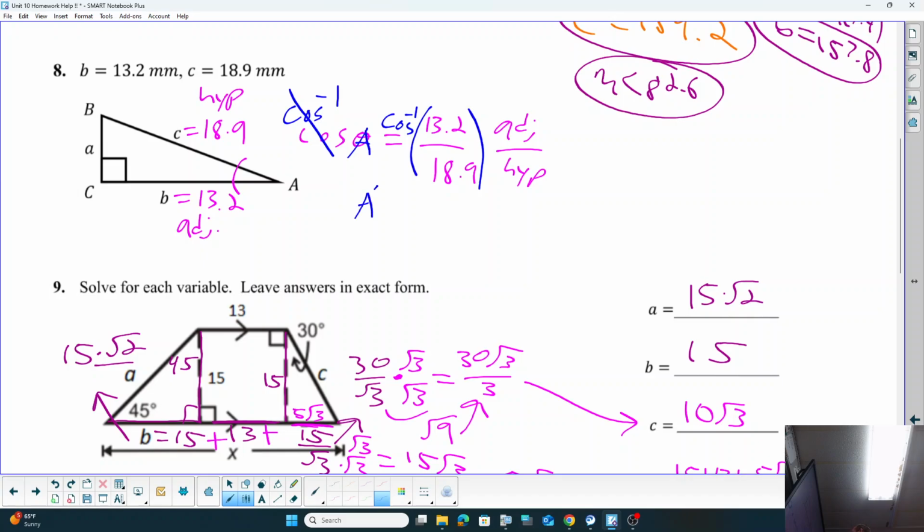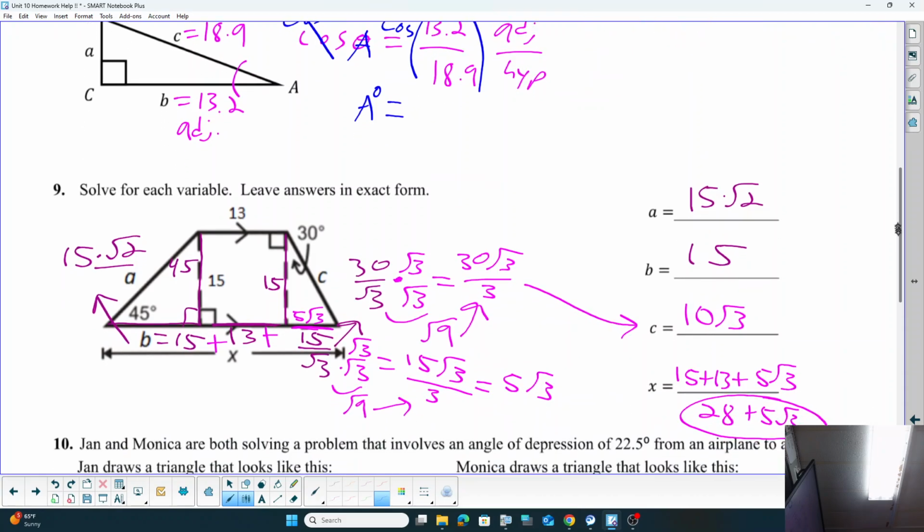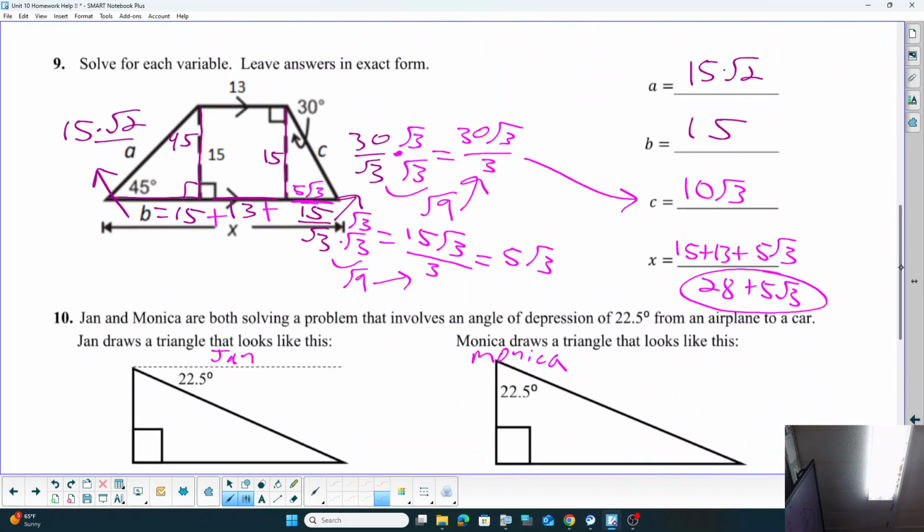Call it angle A if you want to. You'll have A, and you'll be able to find B and also find little a. Use the Pythagorean Theorem, or 90 minus the angle. We did this one in class as well, number 9.